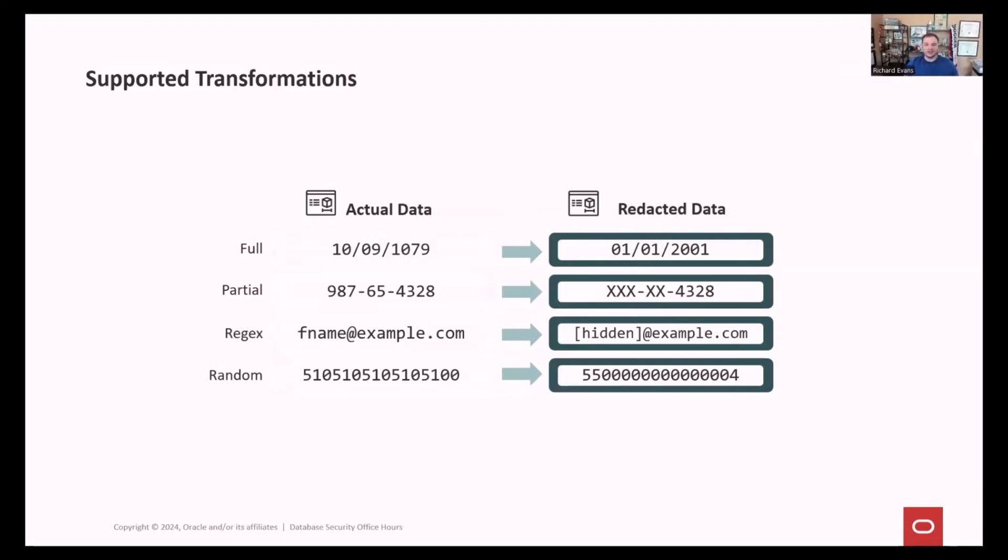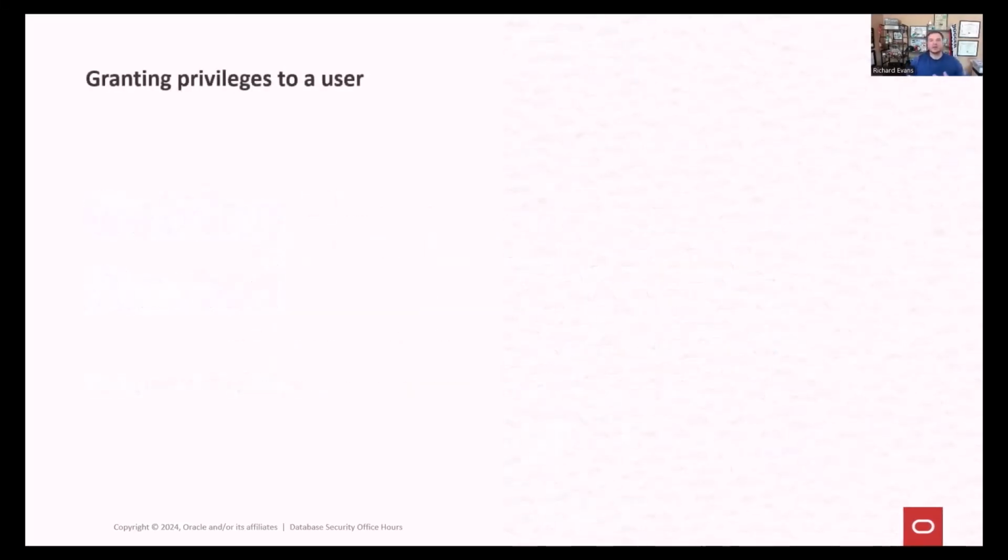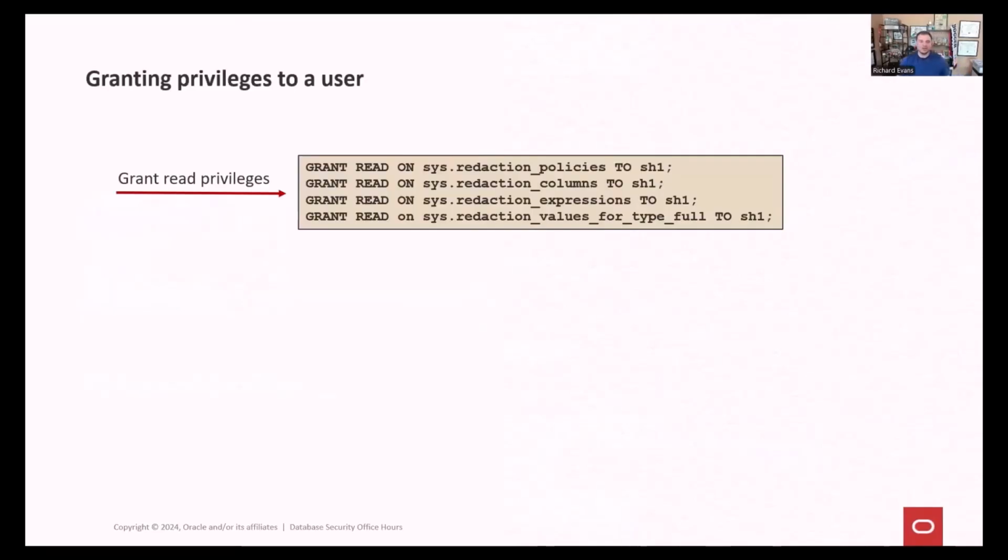How we get started is we first need to create the user and grant the appropriate privileges. So what I do in my demonstration is grant read on these sys objects. I'm going to grant read on redaction policies so I can see the redaction policies that are available. I'm going to grant read on redaction columns so I can see what columns have redaction policies. Redaction expressions, we'll talk about when we get to named policy expressions and what they do for us. And then the last one is what the redaction value is when it fully redacts.